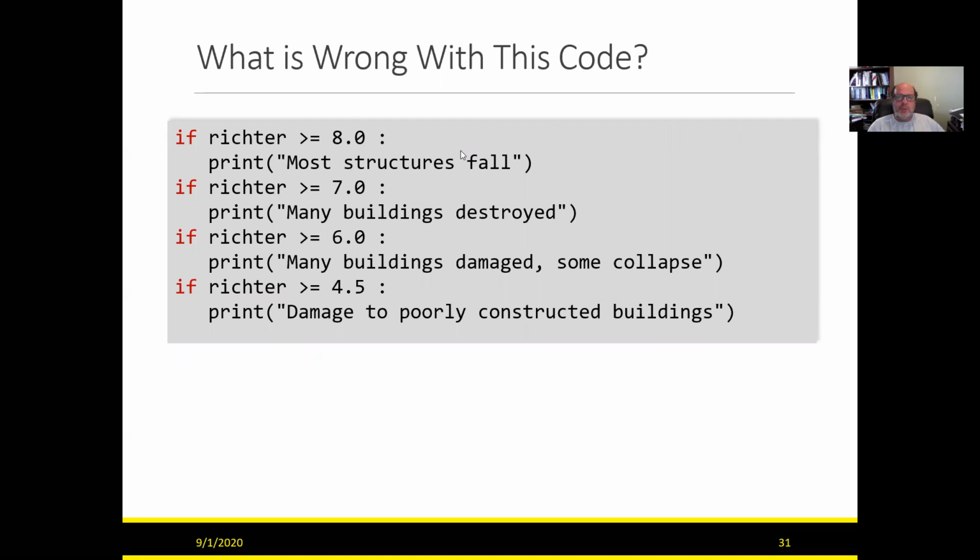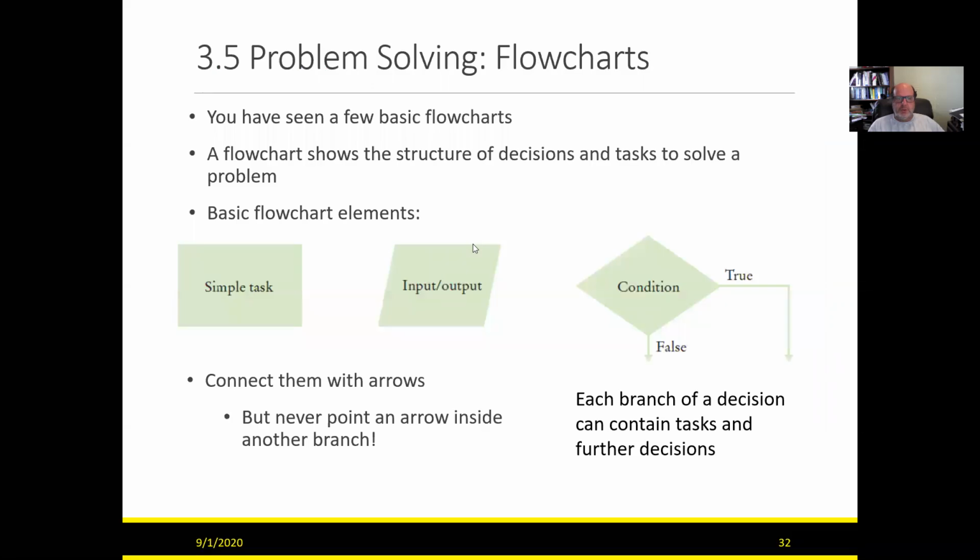So what's wrong with this code? It's just checking all of them all the time. Even though it's greater than 8, it's going to check to see if it's greater than 7, and it's going to check to see if it's greater than 6. So basically, it's going to print all of these things. So if I have 10, it's going to print this one, this one, this one, it's going to print all.